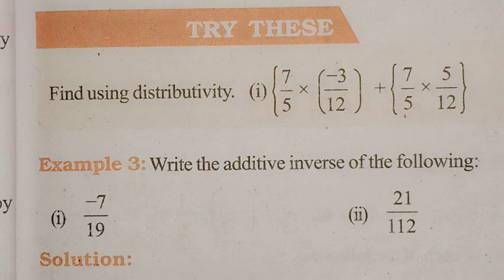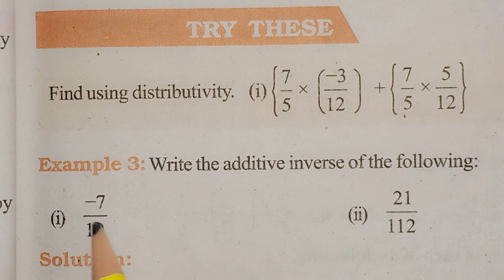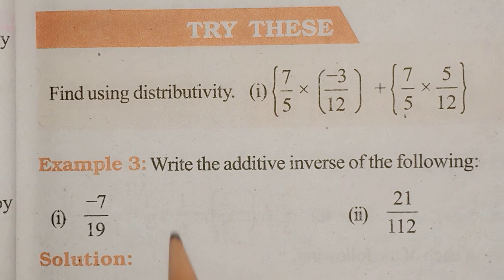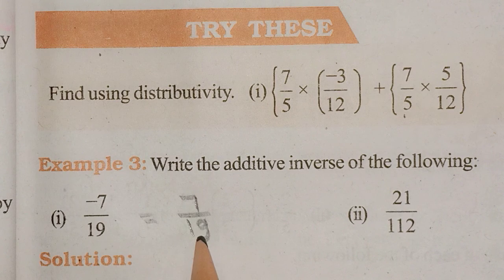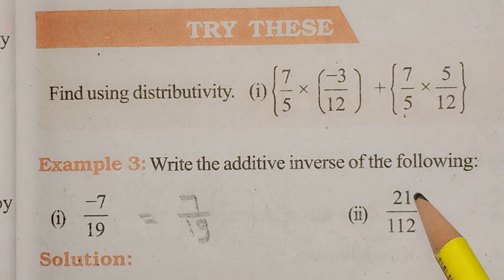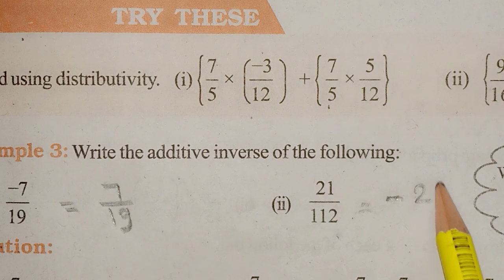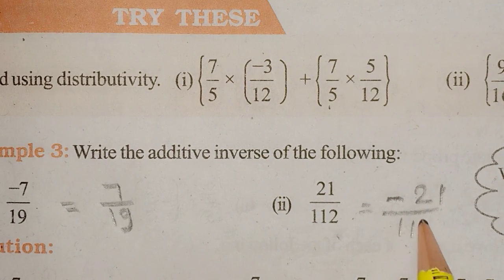Let's see some more examples. Here, write the additive inverse of the following. The number is minus 7 upon 19, whose additive inverse is 7 upon 19. I will write it here. And here it is 21 upon 112, whose additive inverse is minus 21 upon 112.